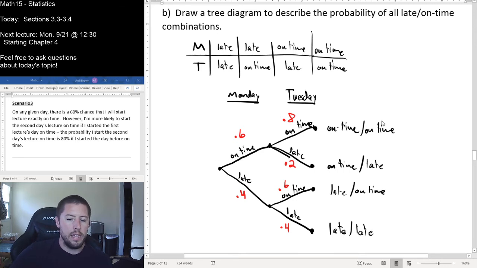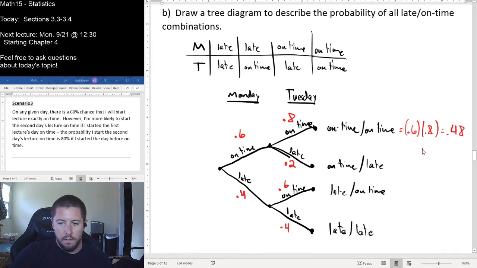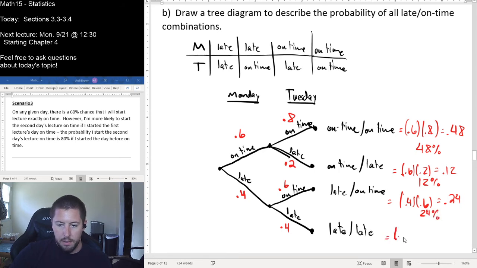And so in total now, I can compute my probabilities for all of these events. This should be 0.6 times 0.8. That's going to be 0.48 or 48%. This should be 0.6 times 0.2. That's going to give me 0.12 for a 12% chance. This one is going to give me 0.4 times 0.6. That's 0.24. That's 24%. And this one here is going to give me 0.4 times 0.4. That's 0.16. That's our 16%.